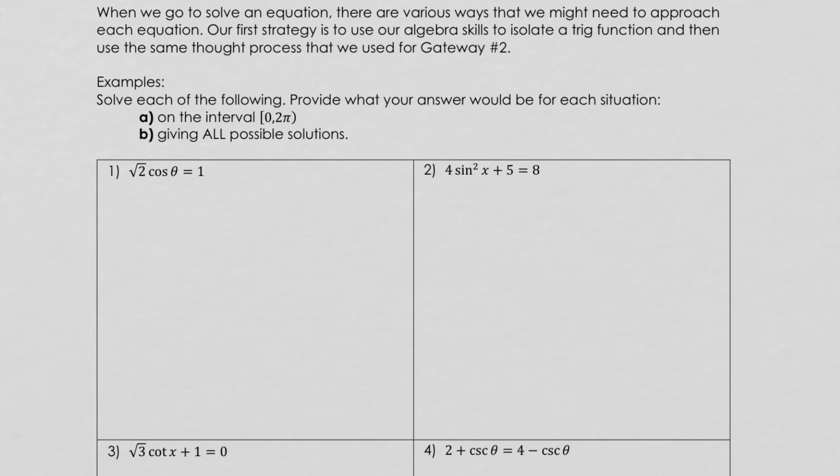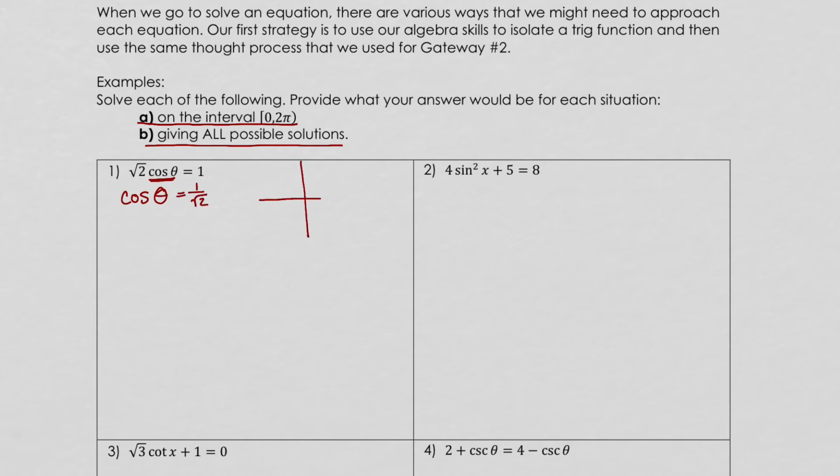Okay, so it has 2 instructions here. For A, we're finding the interval between 0 and 2 pi, including 0. And then B, we're giving all possible solutions. I'll show you how to do that in a second. So first, we have to get cosine theta by itself. So I'm going to divide both sides by square root of 2, and I get cosine theta equals 1 over square root of 2.